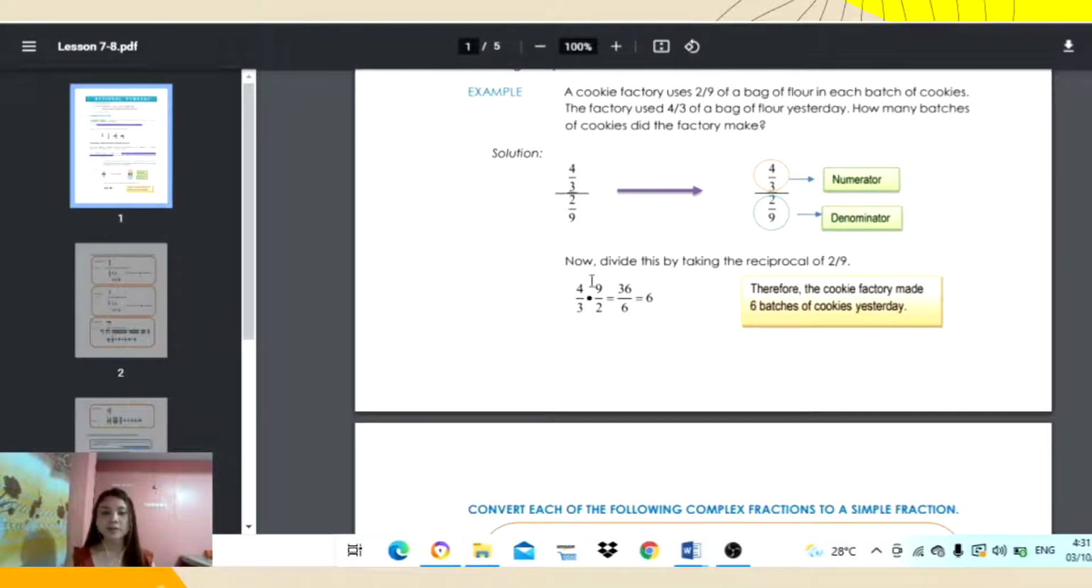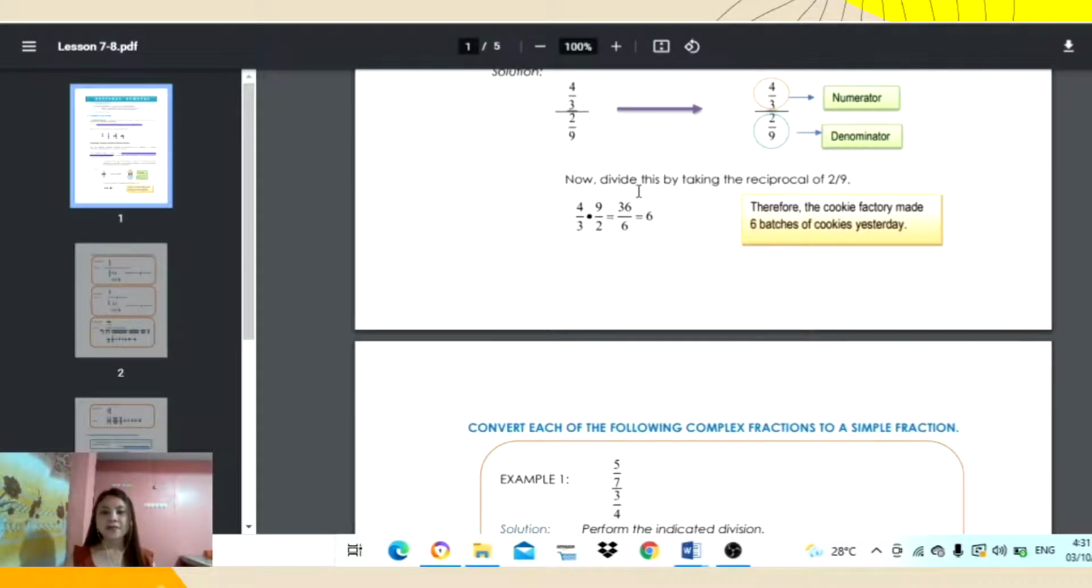So in order for us to solve that one, that is actually just equal to 4 over 3 all over 2 over 9. So we can interpret this one here as this one. As you can see, this is a complex fraction in which 4/3 is the numerator, which is a fraction, and 2 over 9 is the denominator, which is also a fraction.